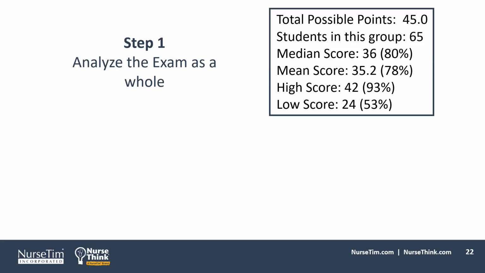There is my mean and median, which tells me basically what my average score was. Okay, nice to know. High score, 93%, low score, 53%. So I've got a pretty good range there. It looks good. There's not anything all that telling here.